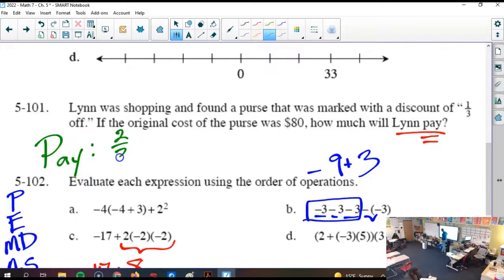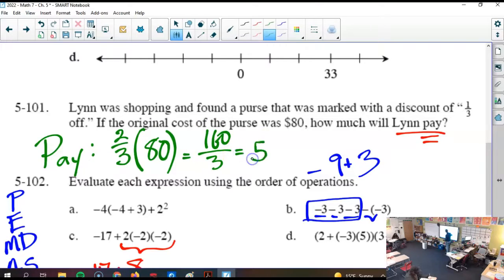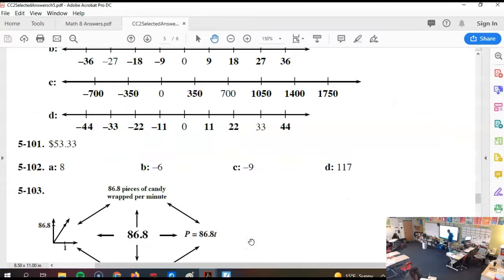So 2/3 of your 80 would be 160 divided by 3, which you guys got 53.3. No. Way more than that. Sorry, 53.3 would be the discount. Okay, double check what you're looking at with the answer key. Wait, the discount is 26.6. The answer is 53.3.